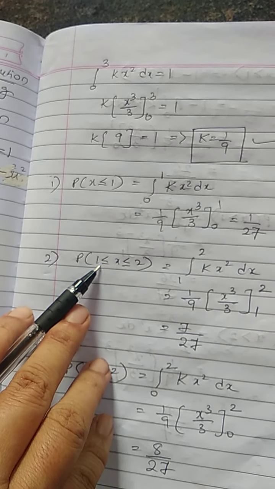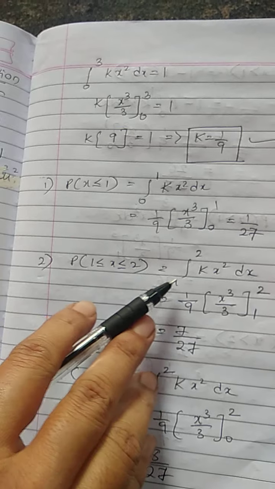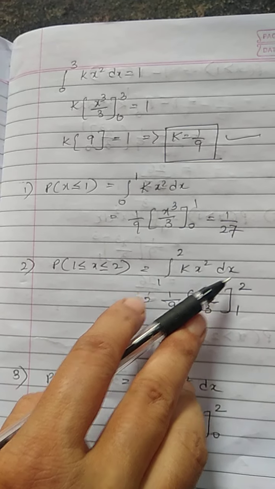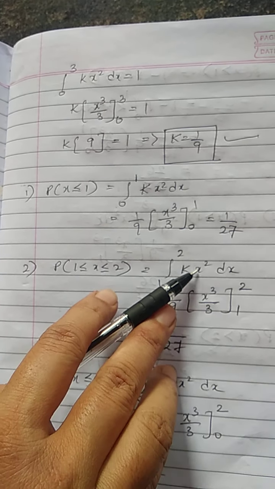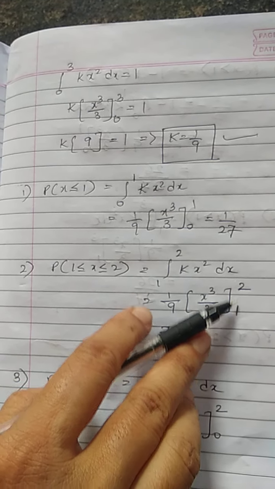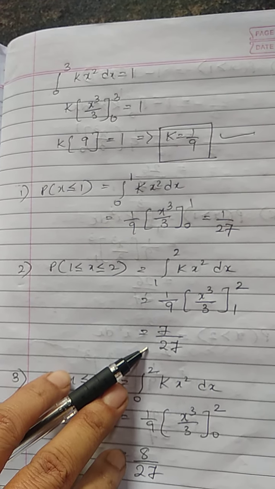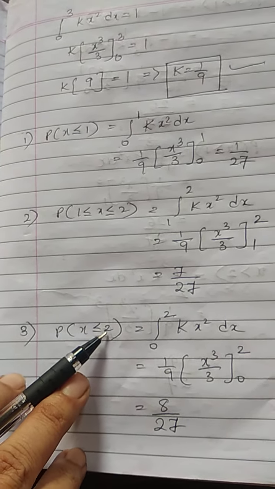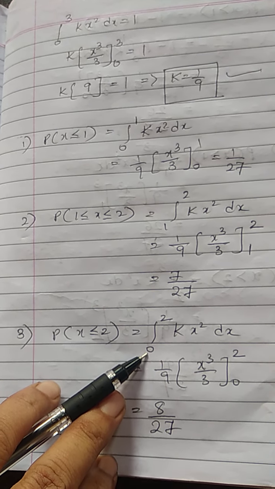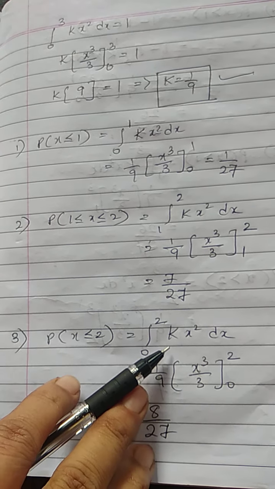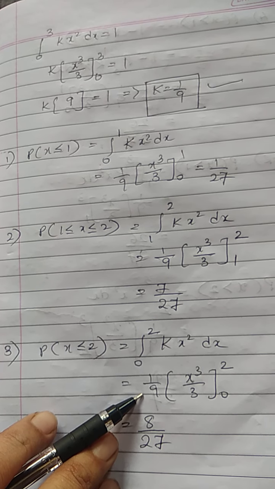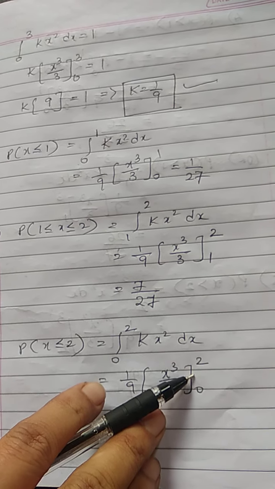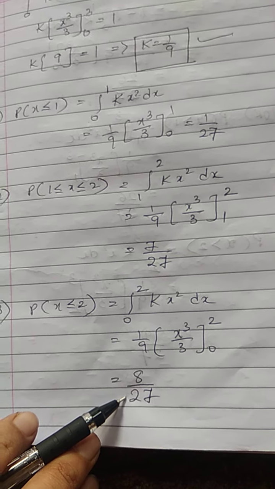Next, probability of x lying between 1 and 2. So integration between the limits 1 to 2, the function is kx square dx. The k value is 1 upon 9, the integration of x square is x cube upon 3, limits between 1 to 2, then we calculate 7 upon 27. Next, probability of x less than or equal to 2. Here the lower limit again is 0 and the upper limit is 2, the function is kx square dx. Substitute k as 1 upon 9, the integration of x square is x cube upon 3, limits between 0 to 2, and the answer we get is 8 upon 27.